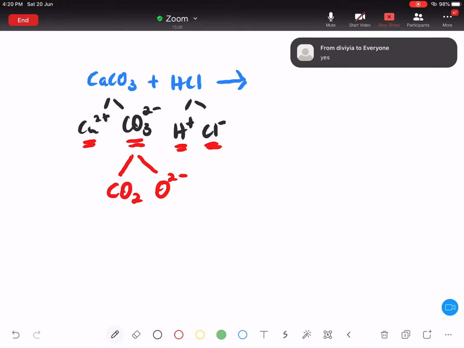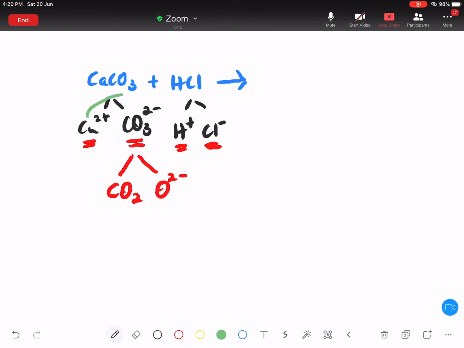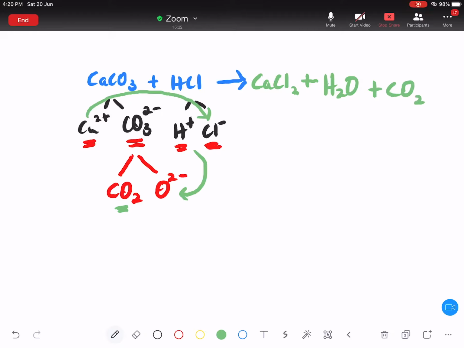Okay, dengar sini. What I'm trying to say, you ambil Ca ni, you kahwinkan dengan Cl. Maka you dapat CaCl2 plus H dengan O2. You dapat H2O. Then, you tak ada yang ni. Okay, dia tak ada charge. Maka you just put CO2. Faham tak?